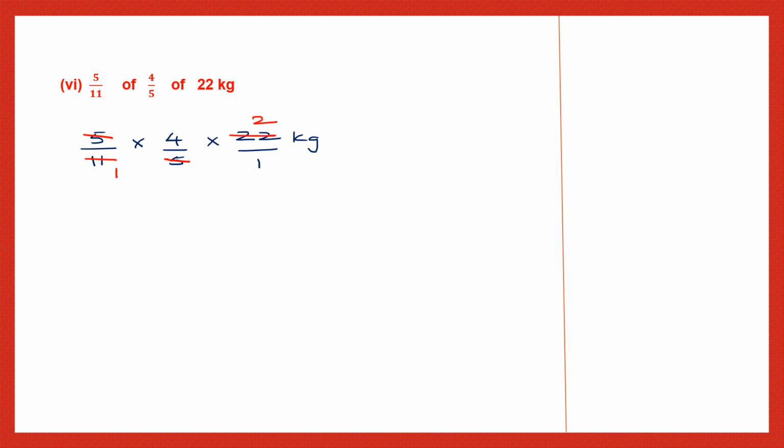So here, is there anything else that we can cancel? There's nothing else. So let's write what's in the numerator. We have 4 into 2. And in the denominator, we have 1 into 1 kg. So 4 twos are 8. 8/1 kg, which is equal to 8 kg. So this is our answer.